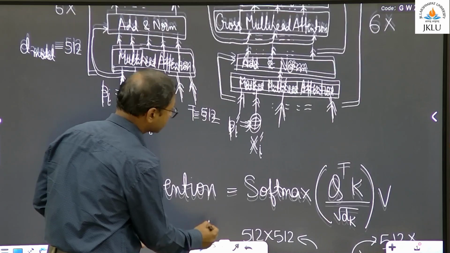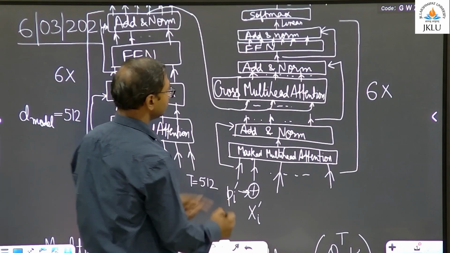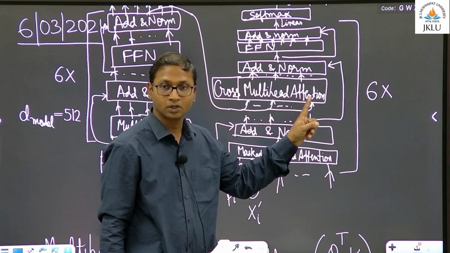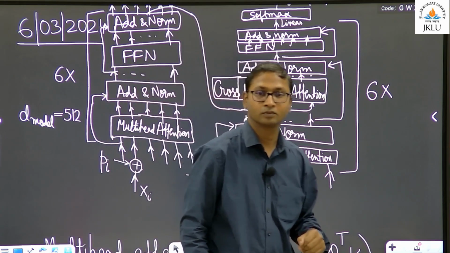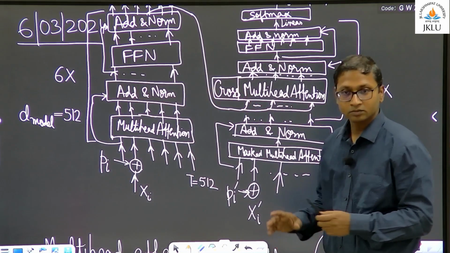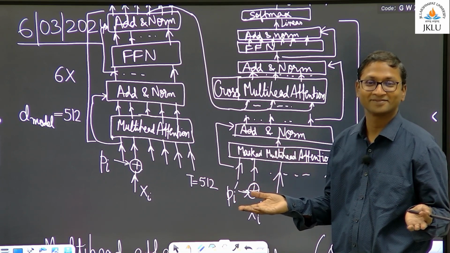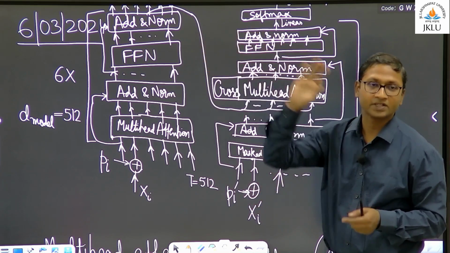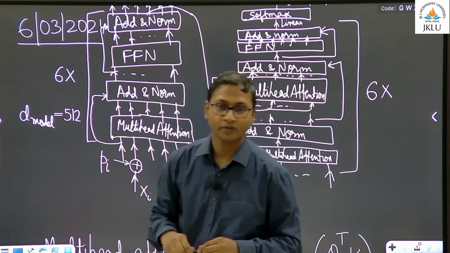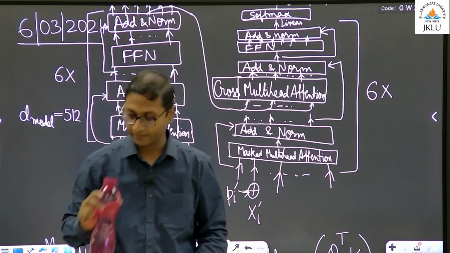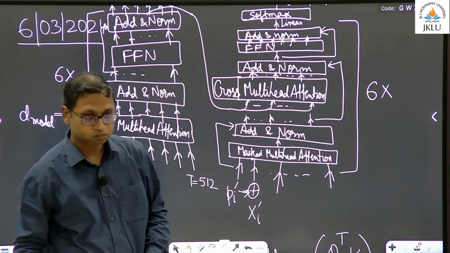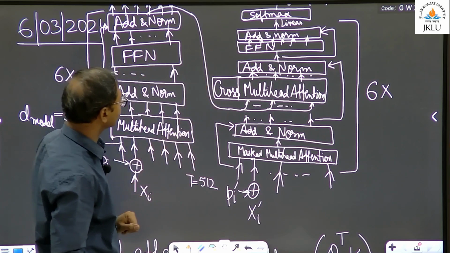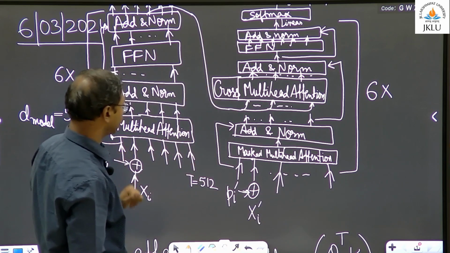What will be the output size still? Nothing changes. So nothing changes, your queries are coming from here, K and V's are coming from there, that's it. Okay. Is this done? Okay. So that's why it is cross multi-head attention, and now we are done with the architecture itself.